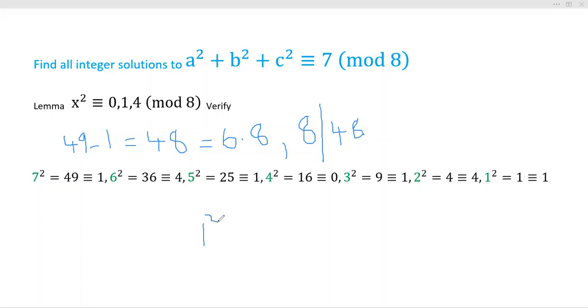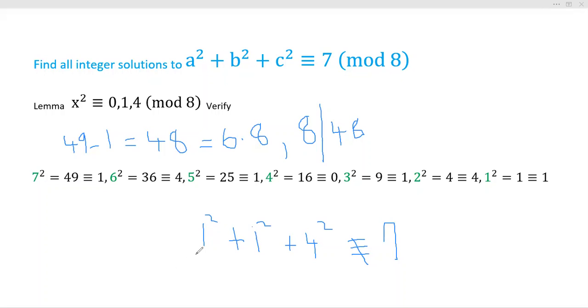For example, you could come relatively close by doing 1 squared plus 1 squared plus 4 squared. It's a possibility. But that's not going to get it done, because this is not congruent to 7. It's close. You get 4 plus 1 plus 1 is 6, but that's not congruent to 7.